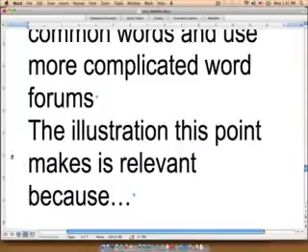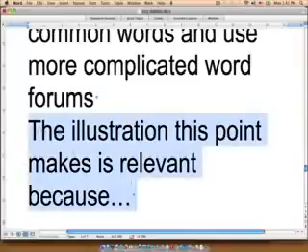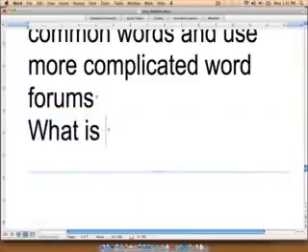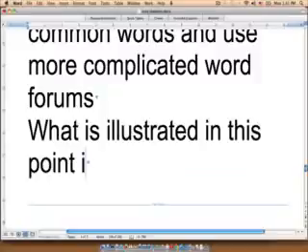Or we could change something else as well. I mean, what is illustrated in this point is, and then whatever. So anyways, these kinds of students would be quite fluent and able to change words and wordings as they need. They're not stuck to a regimented pattern. Okay, that's what I have to say about lexical resources.